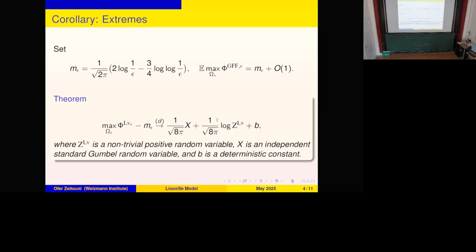Once you know it converges, it means that it's essentially measurable, it converges in sup norm. That's the important thing. So it means that it's essentially measurable on the coarse field of the GFF. It has nothing to do with the fine field.